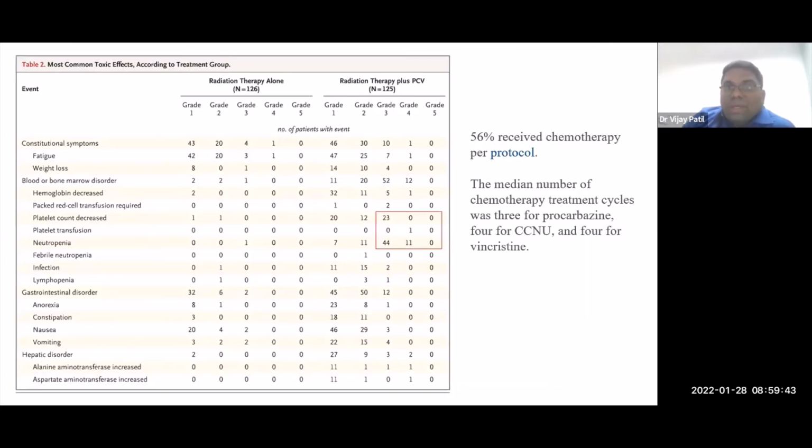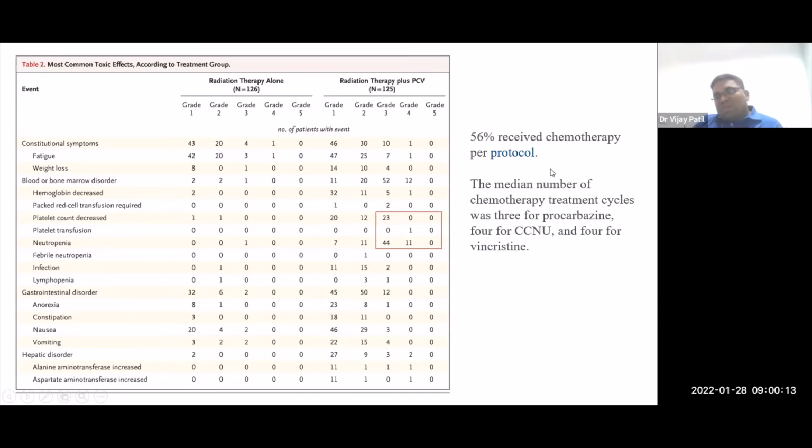Problem: PCV administration is a skill issue. You need to be trained. You need to have seen these patients because this is a tough schedule to deliver. One cycle is over 2 months, in which the second month has no chemotherapy, but the first month has extensive phases of procarbazine intermingled with CCNU and vincristine, and it does lead to side effects, neutropenia of around 55% grade 3 or more, and platelet count disruption.